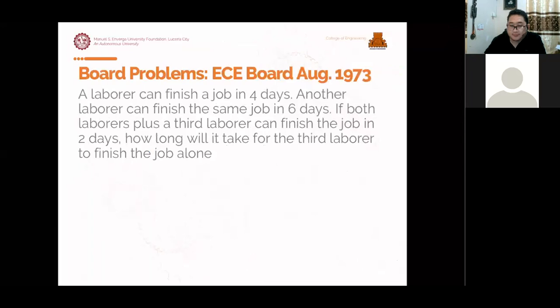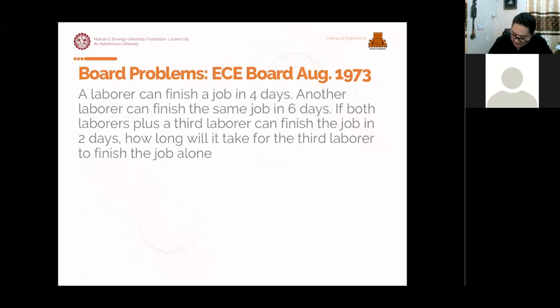Next. A laborer can finish a job in 4 days. Okay. So, another laborer can finish the same job in 6 days. If both laborers plus a third laborer can finish a job in 2 days, how long will it take the third laborer to finish the job alone?